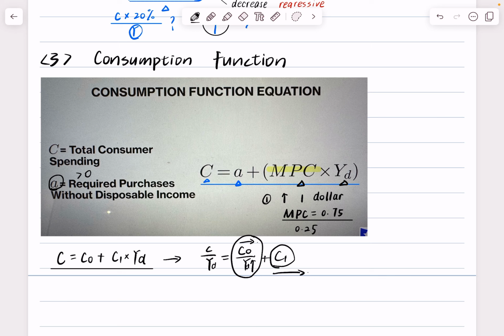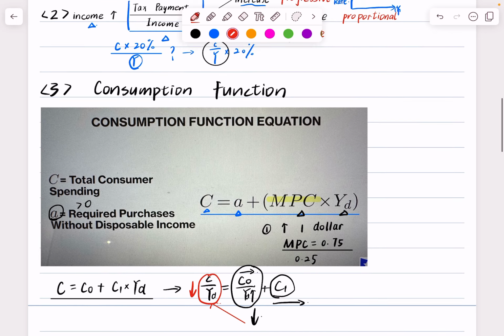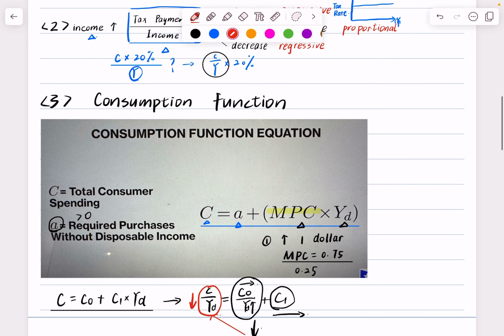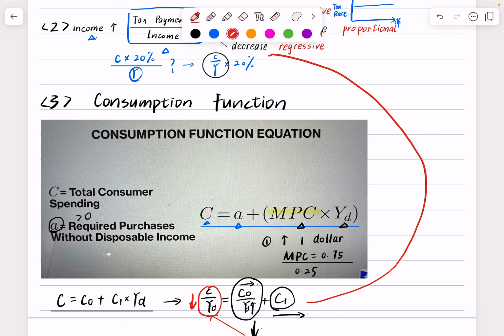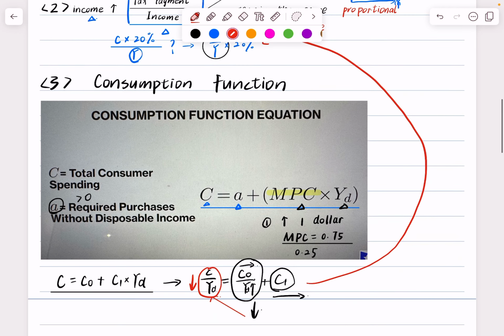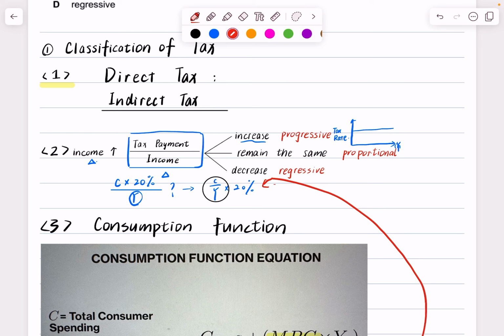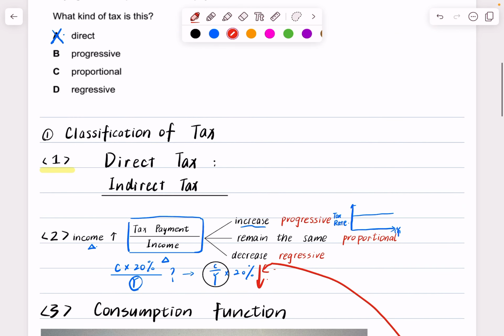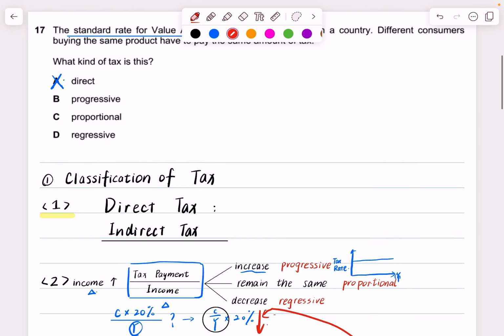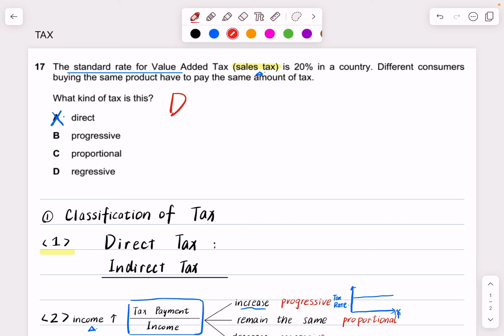So this fraction will decrease, which causes this fraction, consumption divided by income, to also decrease. So we can connect this together, and the tax payment divided by income, which we can also call the tax rate, will also decrease. So we get our answer: it is a regressive tax. That's all.